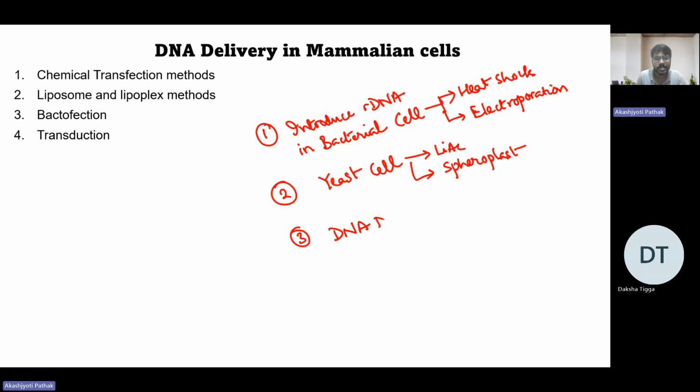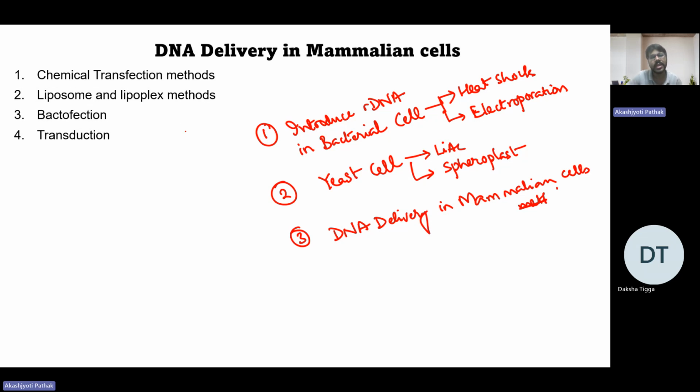Now, in the next couple of slides, we will see how we can do DNA delivery in mammalian cells. So what are the various methods in mammalian cells? One is the chemical transfection method. Then there is the liposome and lipoplex method. Then electroporation, and another is transduction. So there are four methods we will learn by which DNA is delivered in mammalian cells.